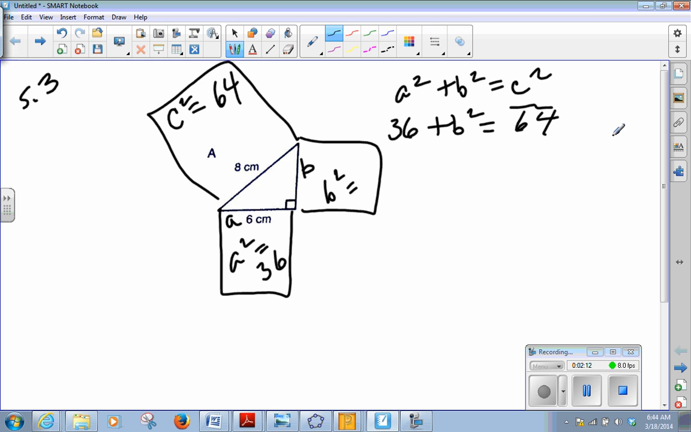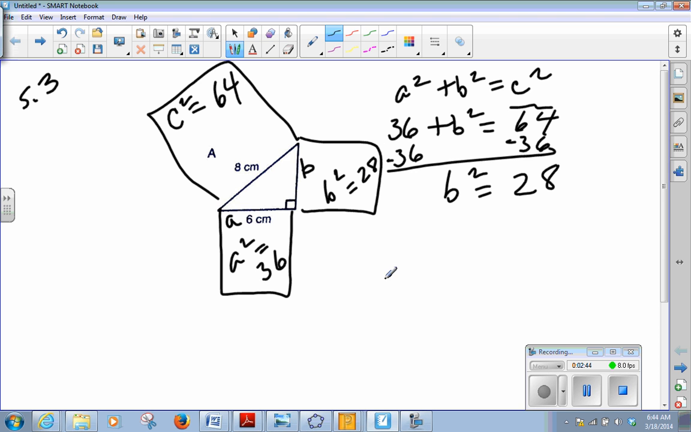Now, what a lot of you guys have been doing when you're missing a leg is you've been adding these two numbers together and then taking the square root. Remember, that's not what you do when you're missing a leg, because you've got to figure out, okay, a squared plus this mystery b squared is going to give me c squared. Well, to figure out what b squared is, you've got to subtract. That's 64 minus 36. 64 minus 36 is 28. So that means that b squared is 28.